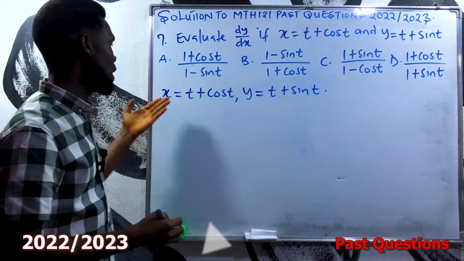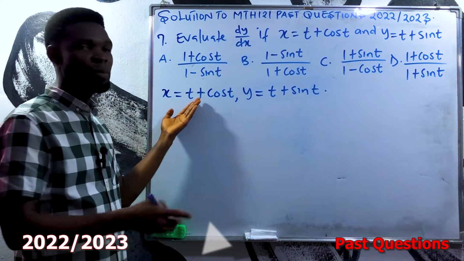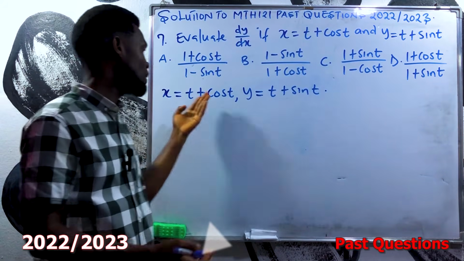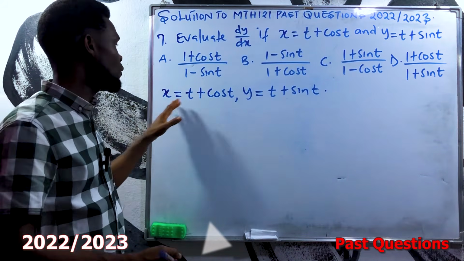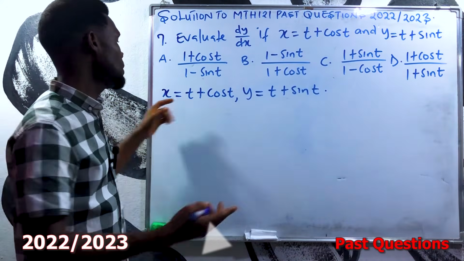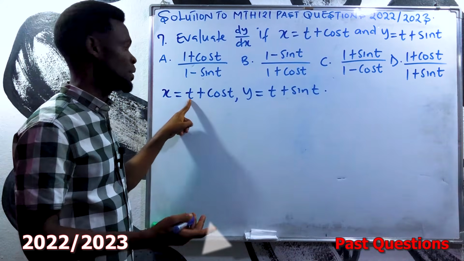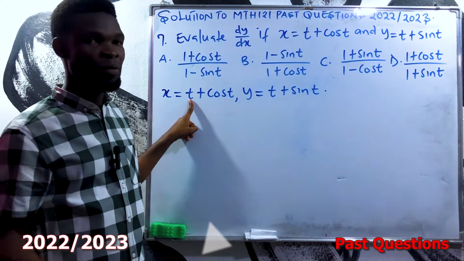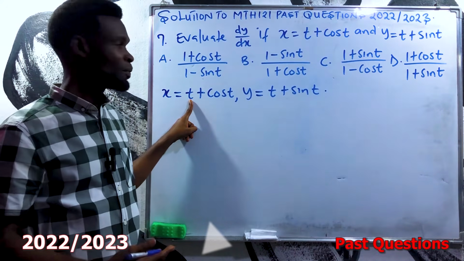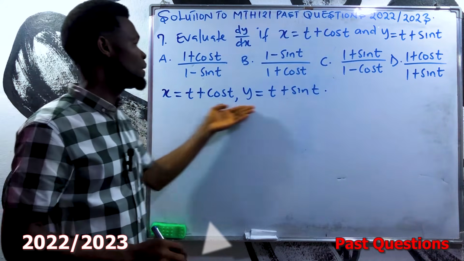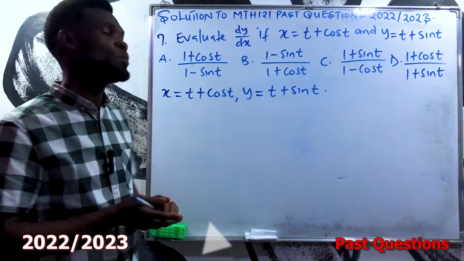Parametric: x is a function of another variable and y is a function of the same variable, t. Remember we always have x and y. Now we have a third variable introduced, which is t, and this t, the third variable, is what we call the parameter. So how do we differentiate a parametric function? It's very simple.